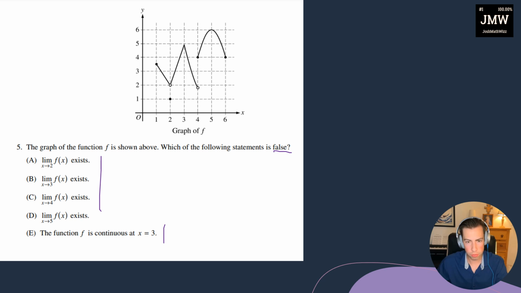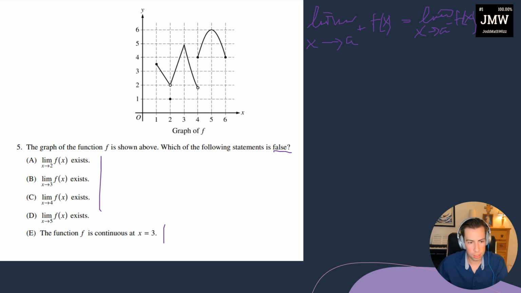So remember, guys, in order for a limit to exist, the limit as I approach some value from the right has to equal the limit as I approach some value from the left, at least in this case, right? Let me write that out. So this needs to equal this same thing right here. Hopefully that makes sense. That's just the definition of it. So we've got to figure out which of these is false.